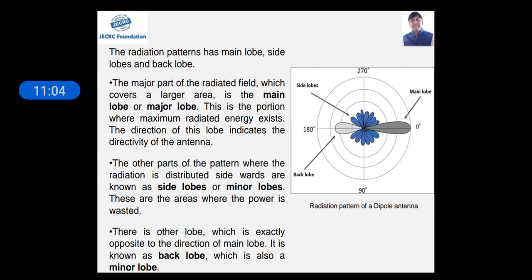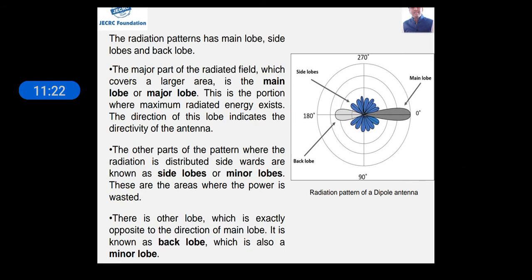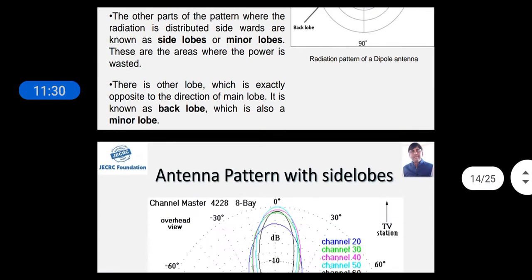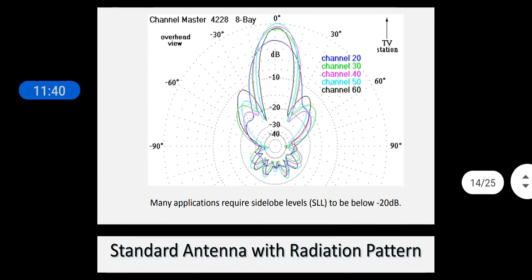The other part of the pattern where the radiation is distributed sideward is known as side lobes or minor lobes. These are the areas where the power gets wasted. There is another lobe which is exactly opposite the direction of the main lobe. It is known as the back lobe, which is also a minor lobe, and this is also a wastage of energy. It is also in the sample antenna pattern, which consists of major lobe, minor lobes, side lobes and back lobes.